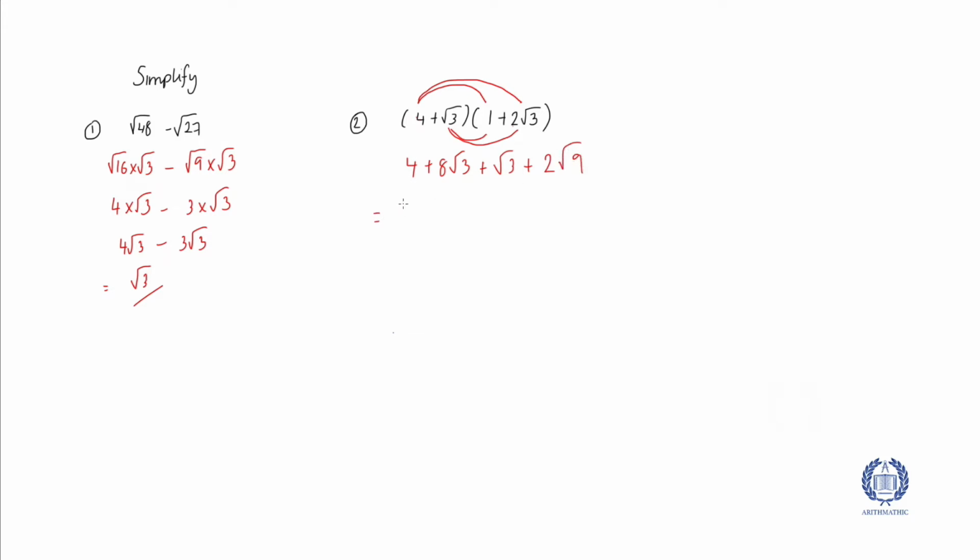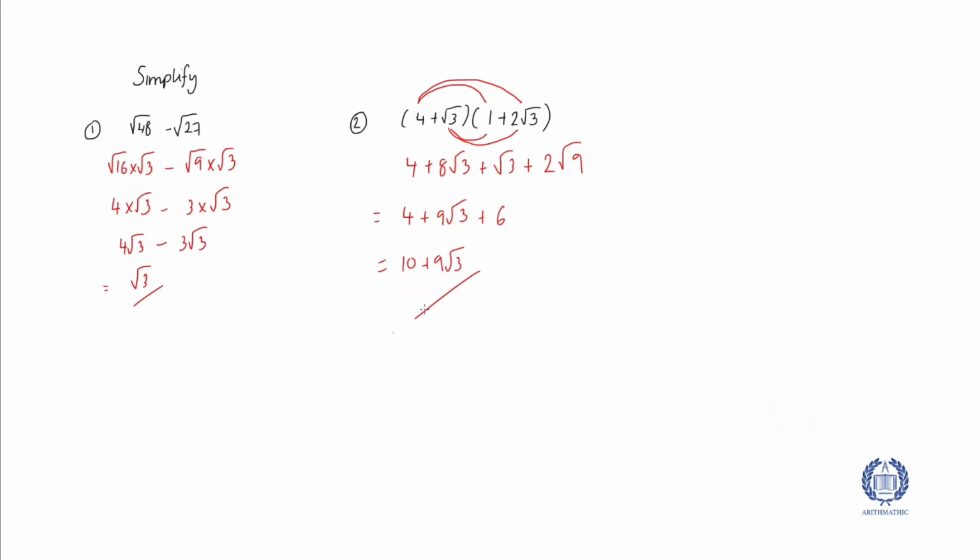Now, if we simplify this, we can say 8 lots of root 3 plus 1 lot of root 3 is just going to be 9 lots of root 3. And then 2 root 9 is the same as saying, root 9 is what? 3. And then times 2, 6. So then 4 plus 6 is 10, plus 9 root 3. And that's it. That's how you simplify surds.